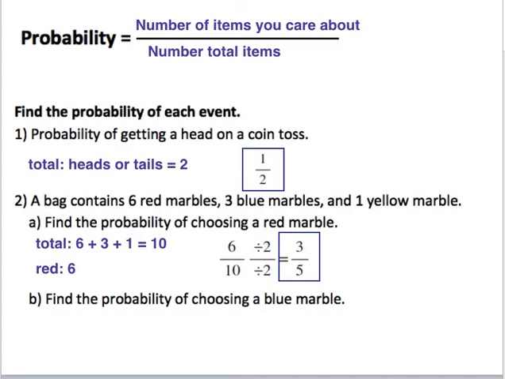I want you to pause here and calculate the probability of choosing a blue marble on your own. Go ahead and check your answer. There's still a total of 10 marbles in the bag. That hasn't changed. But there's only 3 of them that are blue. 3/10 doesn't simplify, so that's it. You've got a 3/10 chance of choosing a blue marble.